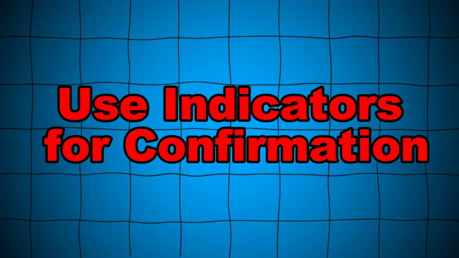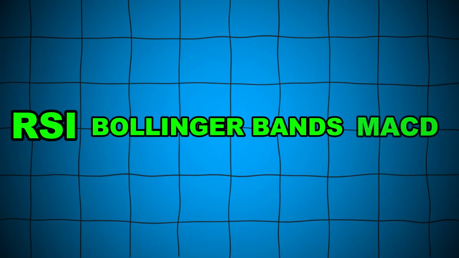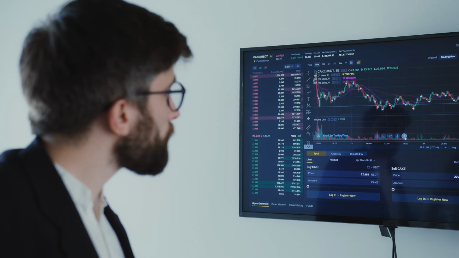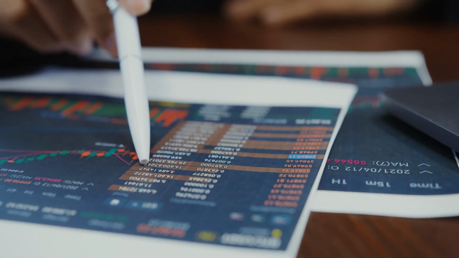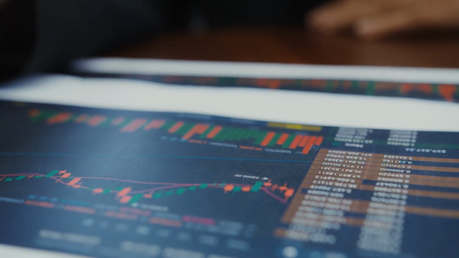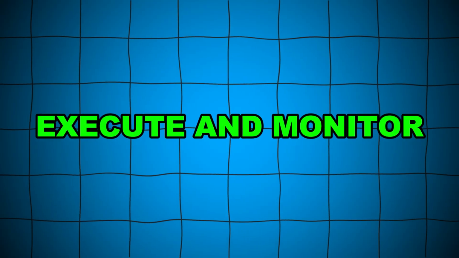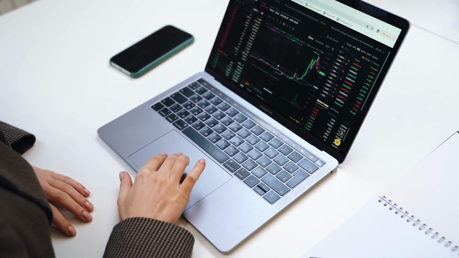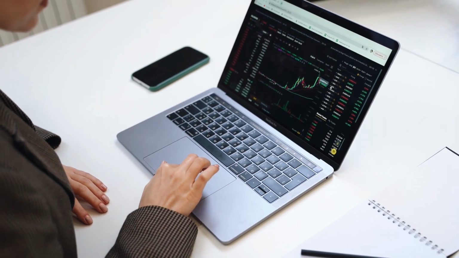Use indicators for confirmation. Once you've identified the trend and key levels, use indicators like RSI, Bollinger Bands, and MACD to confirm your analysis. Look for signals that align with the overall trend and support and resistance levels. Plan your trade. Based on your analysis, decide on your entry point, stop-loss level, and profit target. Always make sure you have a clear plan before entering a trade. Execute and monitor. Place your trade and keep an eye on how it's performing. Be ready to adjust your strategy if the market conditions change.